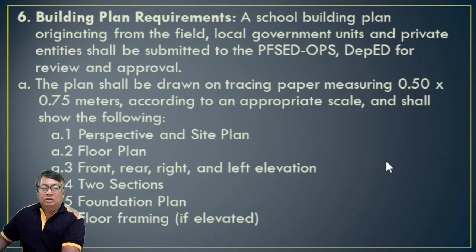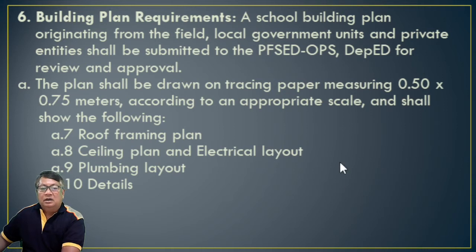No? So the plan shall be drawn in tracing paper measuring 0.5 by 0.75 meters or 500 by 750 millimeters, no? According to an appropriate scale, and shall show the following. Okay, so our plan should be or shall be drawn to scale, that which includes the following: perspective and site plan, floor plan, front, rear, right, and left elevation, two sections, foundation plan, floor framing, and others. Now, this is for if it is elevated. And we have also the roof framing plan, ceiling plan, and electrical layout, plumbing layout, and other details.